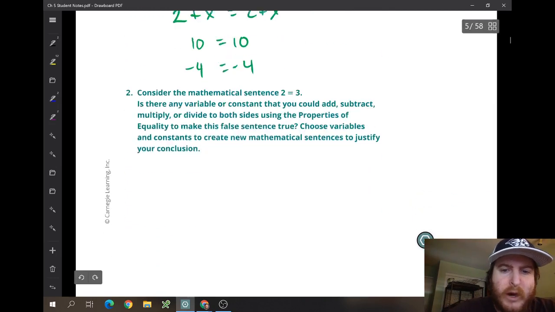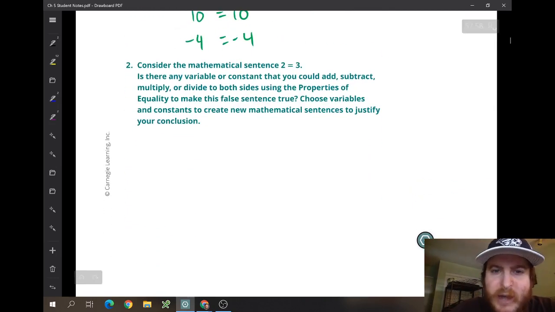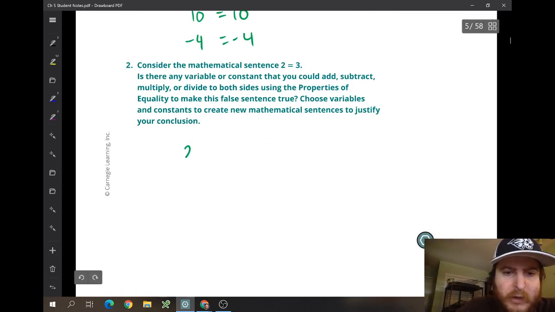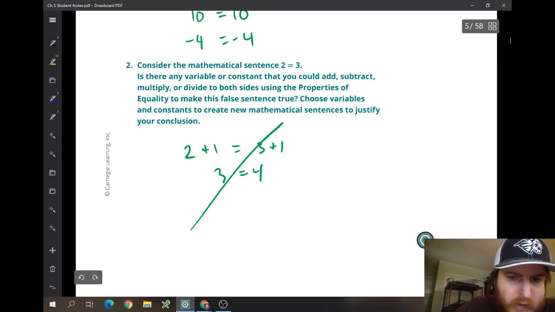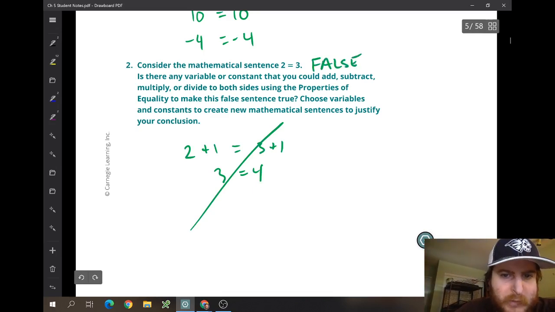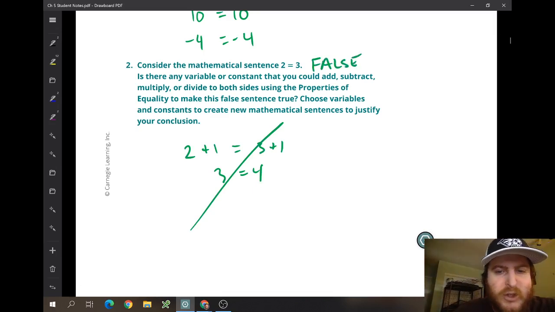Okay. Whereas on number 2, 2 equals 3, there's nothing other than 0 that we can add, subtract, multiply, or divide to make this true. Right? Like 2 plus 1 and 3 plus 1, that's going to be 3 and 4. It's still not true, right? This is a false statement. So it's always going to be false. 2 is not equal to 3.